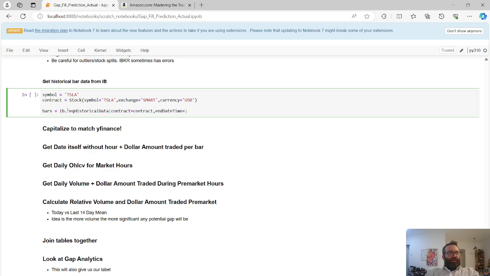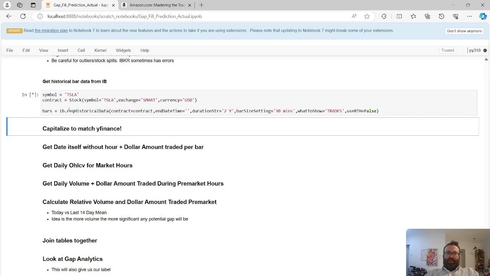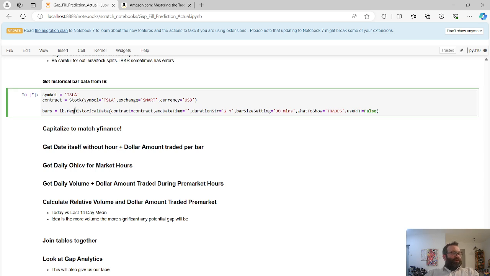End date time equals, this means until the current time. Duration string equals, let's do 2 years. If I do more in one go, it gives me a timeout error. So 2 years is good. Bar size 30 minutes. What to show, let's do trades. And then this is important, use regular trading hours is false because we want to use the pre-market data as our features.